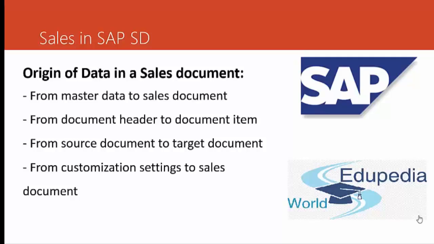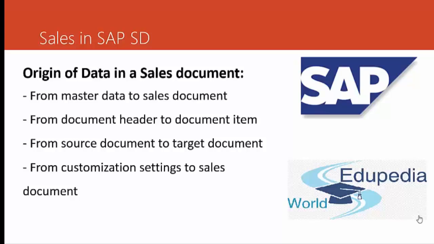Next source, from document header to document item. Data for document items originates from the document header. Once copied from the header to the items in a document, this data can be manually changed in the sales document. In such case, the manually entered data takes precedence over the automatically delivered data.